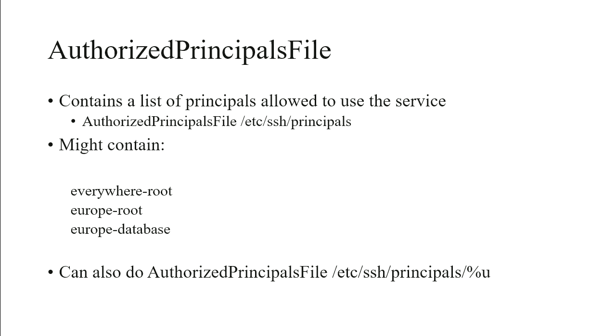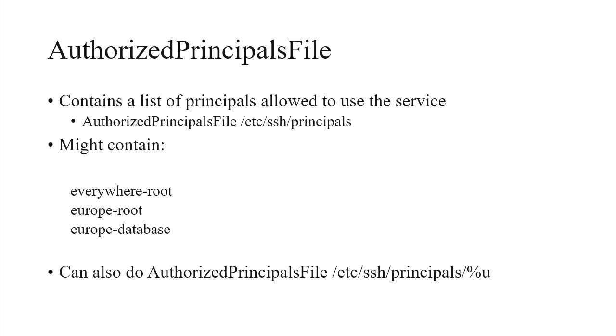So that's where the authorized principals file comes in. Here I've got a sample one, a few principals that exist. The principal everywhere-root: if the server is presented with a certificate that has this everywhere-root principal on the cert, they can log in. If they have the Europe-root or Europe-database principals. So when you create the user certificate, you would assign principals to that certificate.